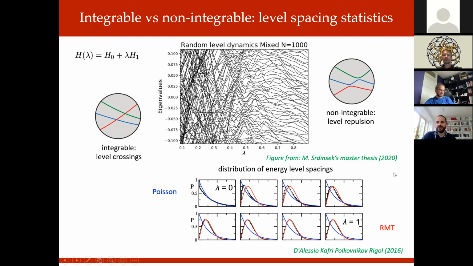So this is a plot from a review paper by D'Alessio, Kafri, Polkovnikov, and Rigol, which shows the transition from Poisson statistics for integrable models to GOE statistics, random matrix theory ensemble, for a non-integrable model, which is a spin chain, so a many-body system this time.